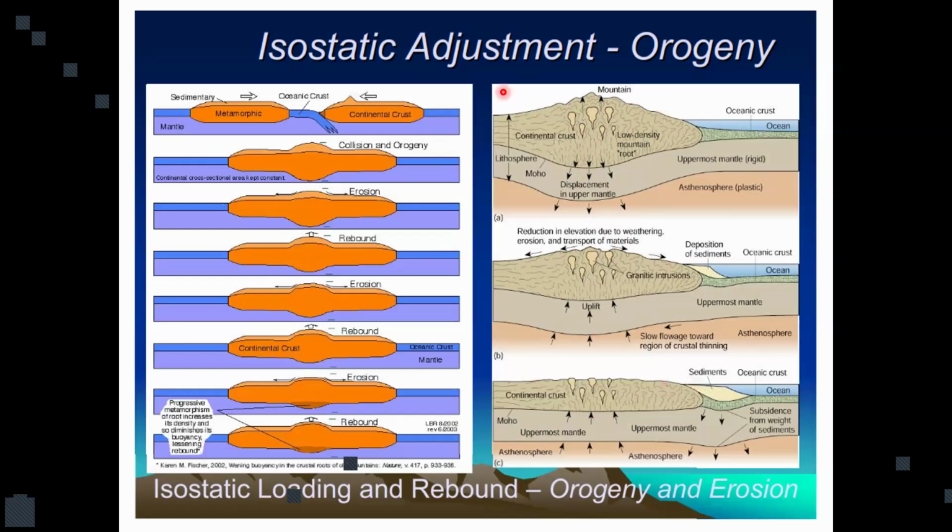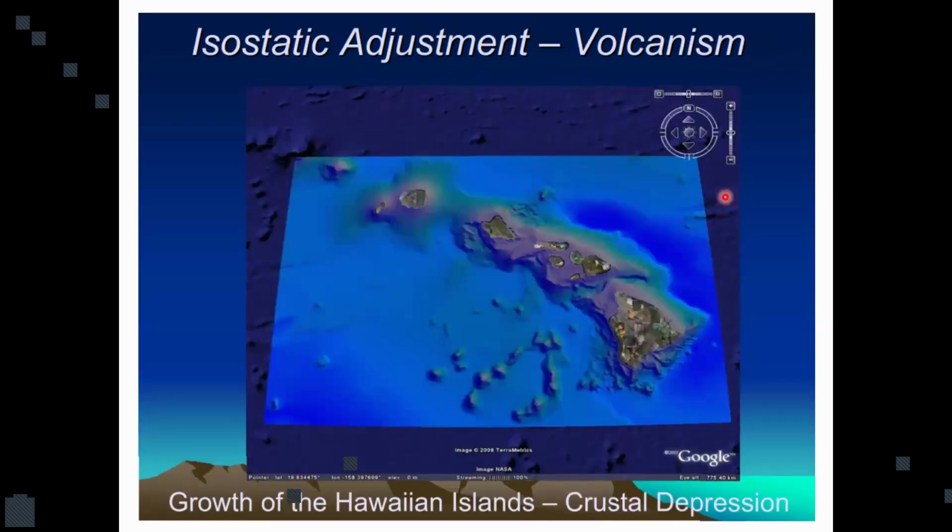So that is what you call isostatic. That is how isostatic adjustment is achieved in orogeny. Like I said, orogeny is mountain building. In volcanism, like in the Hawaiian Islands, when you have volcanism, or materials, magma, being brought and emplaced in a particular place where you have load, there will be crustal depression.